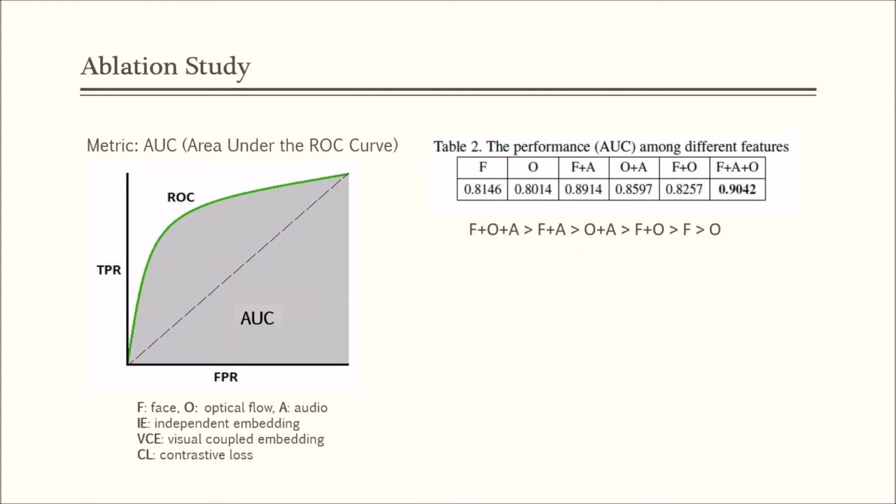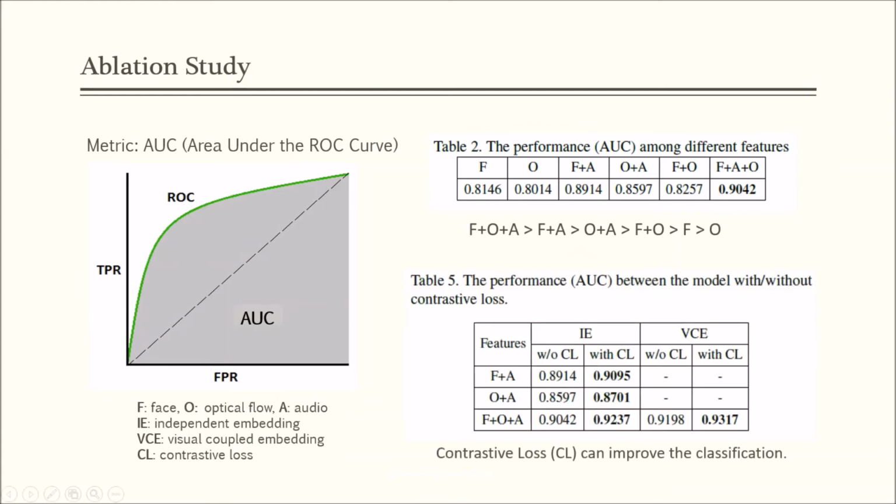Second, we evaluate the influence of the contrastive loss. It shows that the contrastive loss can improve the prediction accuracies around 1% to 2%, which proves our assumption that the contrastive loss is beneficial to learn synchronization information between audio and the visual feature.